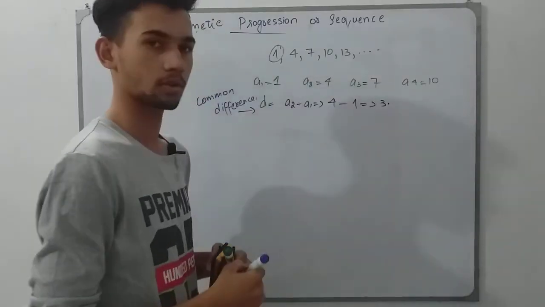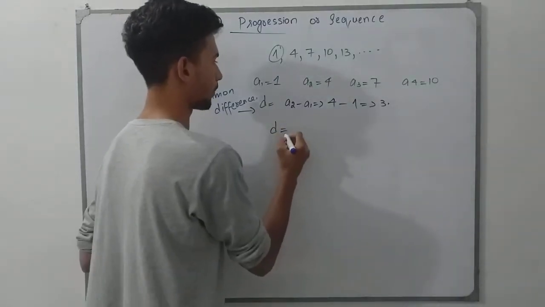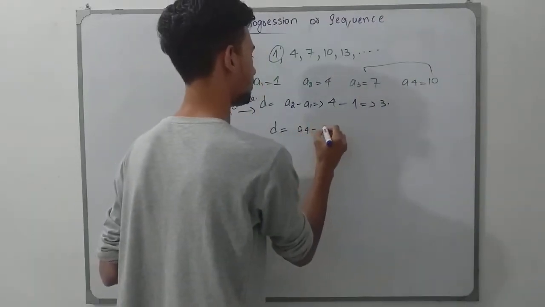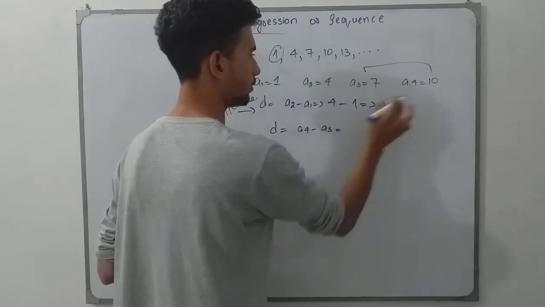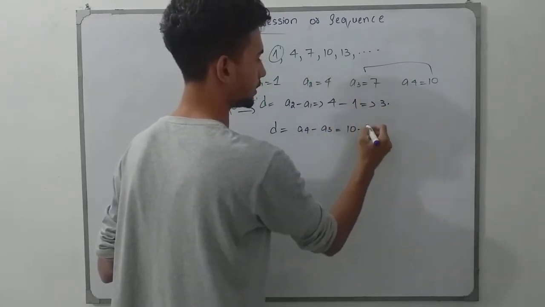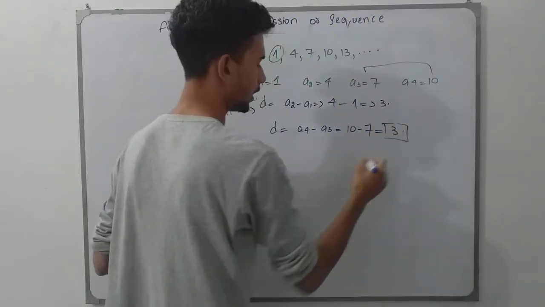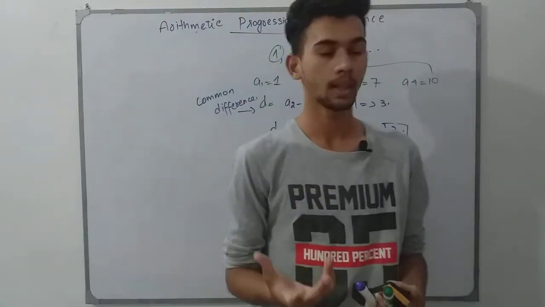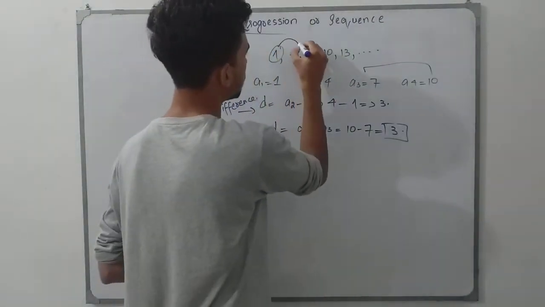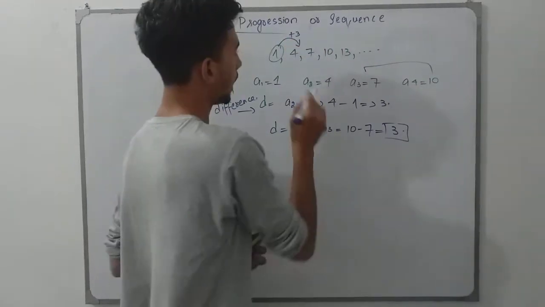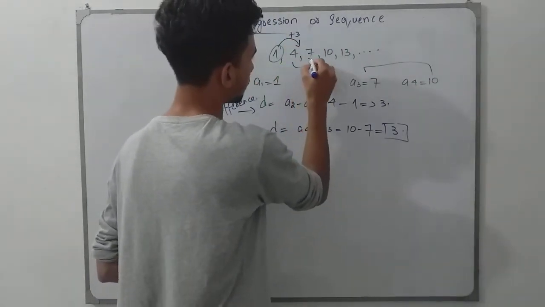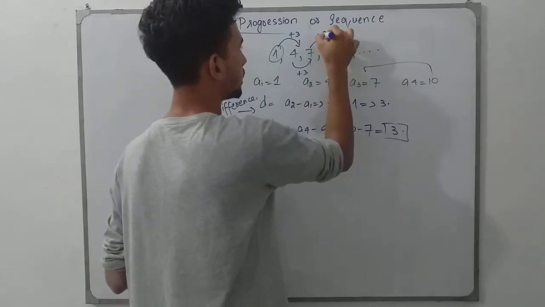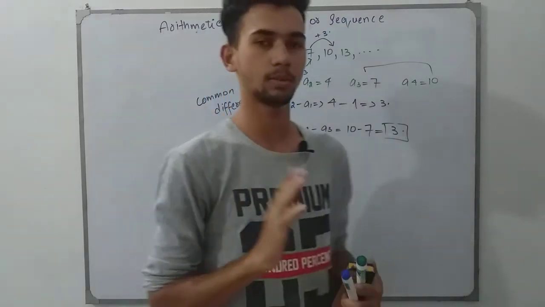If I think I'm wrong, let me check once again. Now I'm going to take these two values: a4 minus a3. What is a4? It is 10. Minus, what is a3? This is 7. Again 3. As I said, in arithmetic progression, we will see a particular pattern or an order. It means that if I move from 1 to 4, I need to add 3 to it. If I move from 4 to 7, I must add 3. And if I move from 7 to 10, I must add 3. It means that the common difference must be the same in arithmetic progressions.